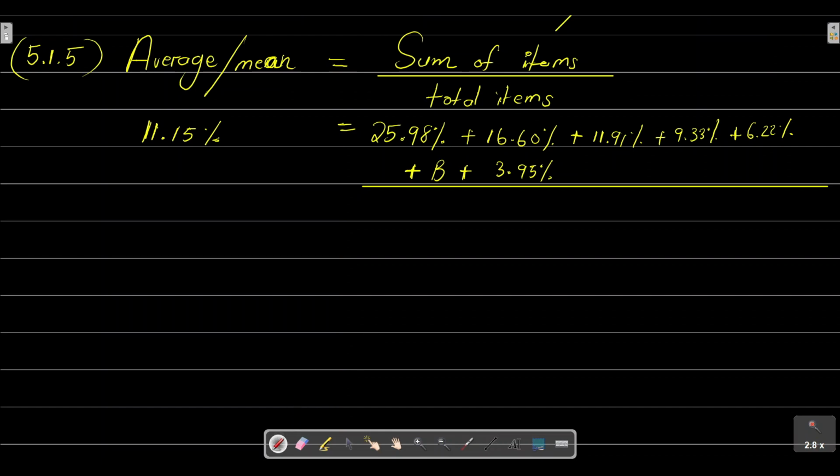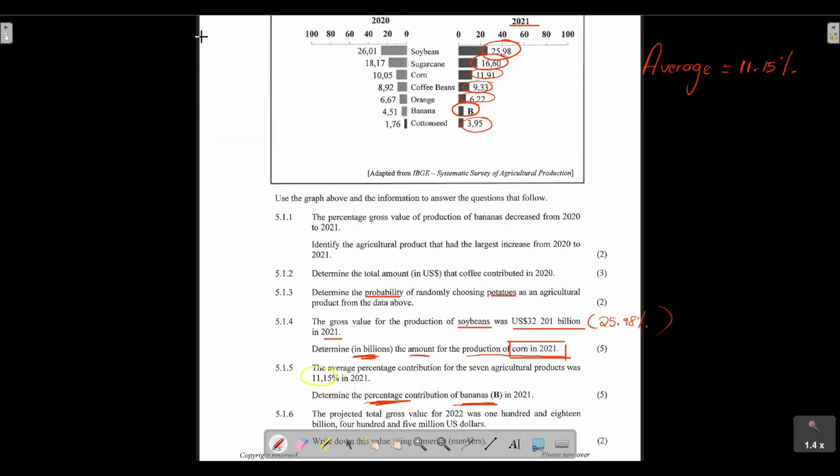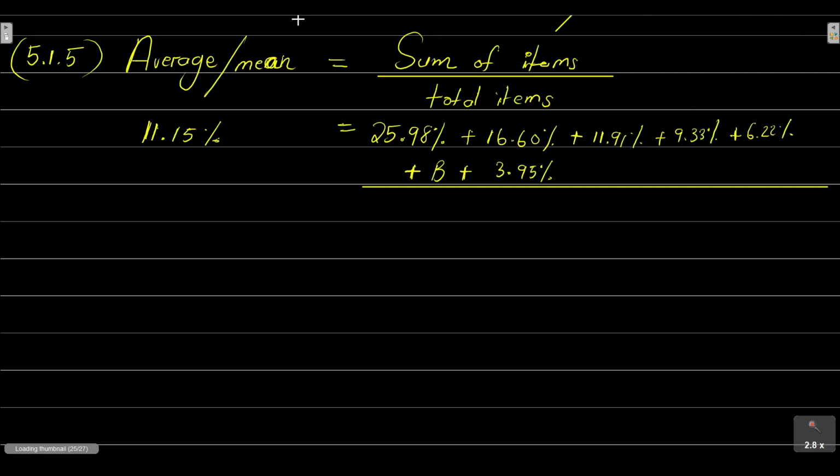How many items do we have? How many products do we have here? We've got 1, 2, 3, 4, 5, 6, 7. And they even told us, the 7 agricultural products. So we're going to divide by 7 to help us determine the missing value B, which is the value we're trying to obtain. Now we're going to simplify these values further.